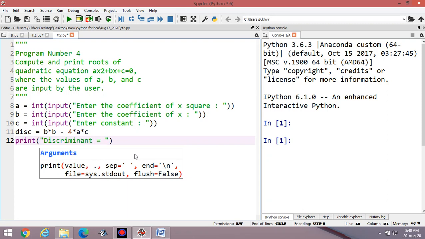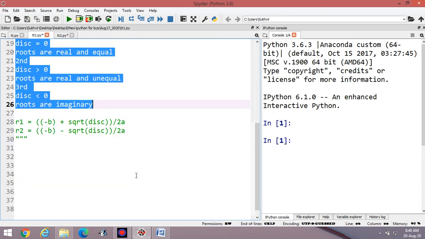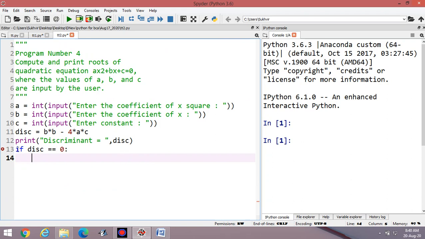Discriminant is equal to, then you can write DISC. Now, what next? Next condition is if discriminant is equal to 0. Double equal to is required to check the condition. It's only the statement that discriminant is equal to 0. I am explaining the theory part only, but in case of Python, you have to write double equal to.